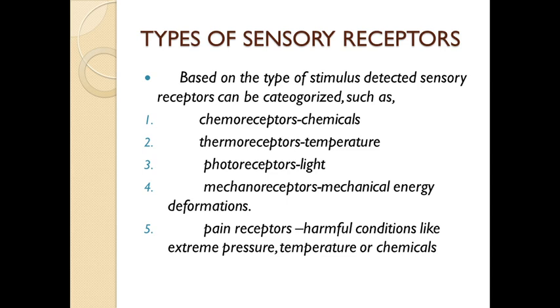Namely, chemoreceptors that can detect chemical substances, thermoreceptors that can detect temperature variations, photoreceptors that can detect light, then mechanoreceptors that can detect mechanical energy deformations or mechanical forces in simple, and then pain receptors that can detect harmful conditions like extreme pressure, temperature, or chemicals.